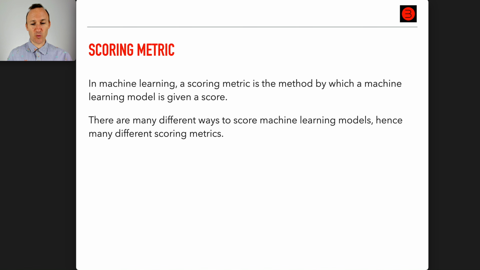There are many different ways to score machine learning models, hence many different scoring metrics. In case you're wondering, metric is an official mathematical term. It's kind of technical, but you can think of it as a measurement of distance in math. But there are different ways that you can measure distances, so there are different metrics. There's a Euclidean metric, there's the taxicab metric, the absolute value metric. There are other metrics.